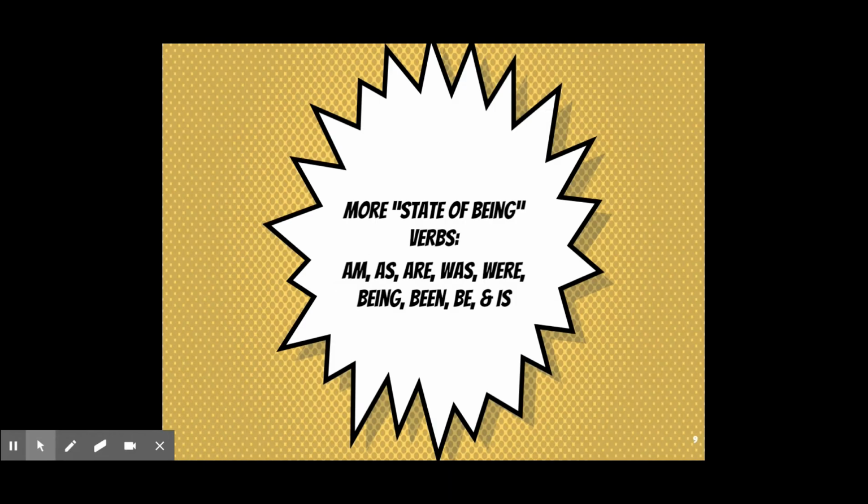Here are a few more examples of state of being verbs. It's a little bit trickier to identify these in a sentence versus action verbs, so it would be a great idea to take note of them. Some are am, as, are, was, were, being, been, be, and is.